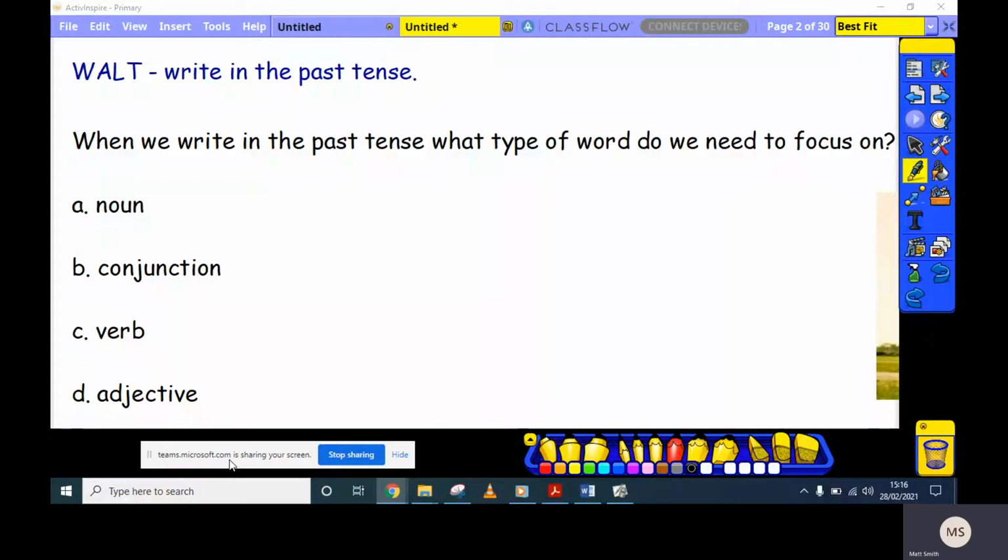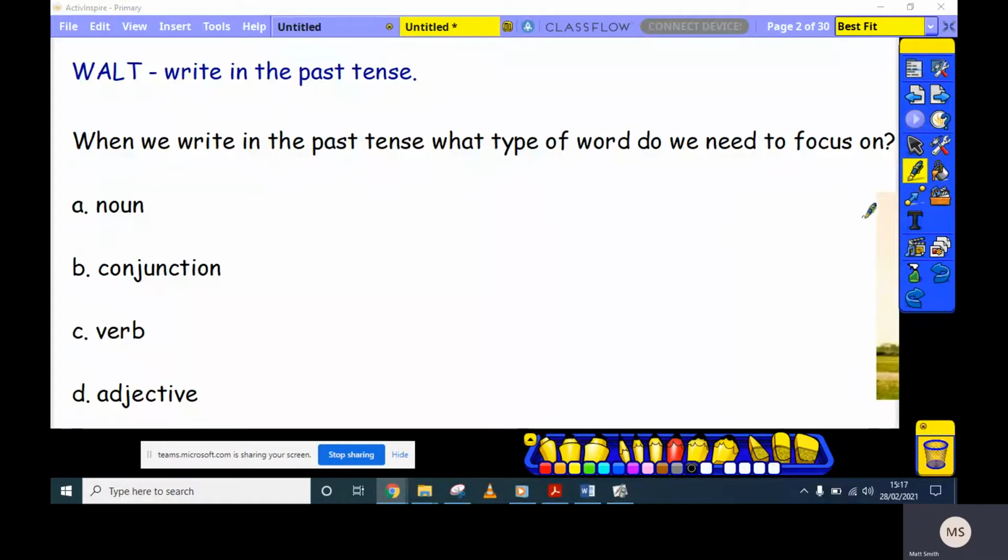Okay, so here's your question. When we write in the past tense, what type of word do we need to focus on? Is it A, the noun, B, the conjunction, C, the verb, or D, the adjective? Either write down what you think the answer is or tell someone. Okay, let's see if you got the answer right.